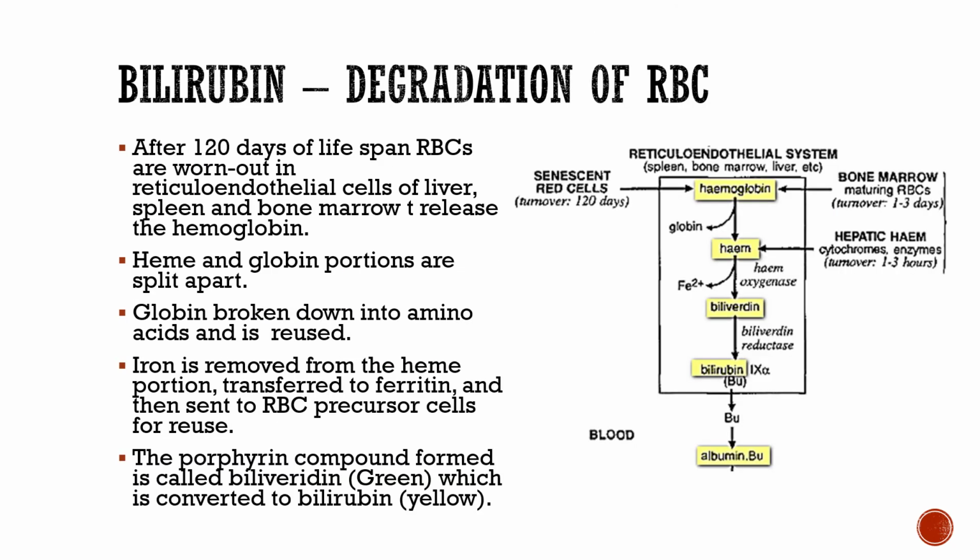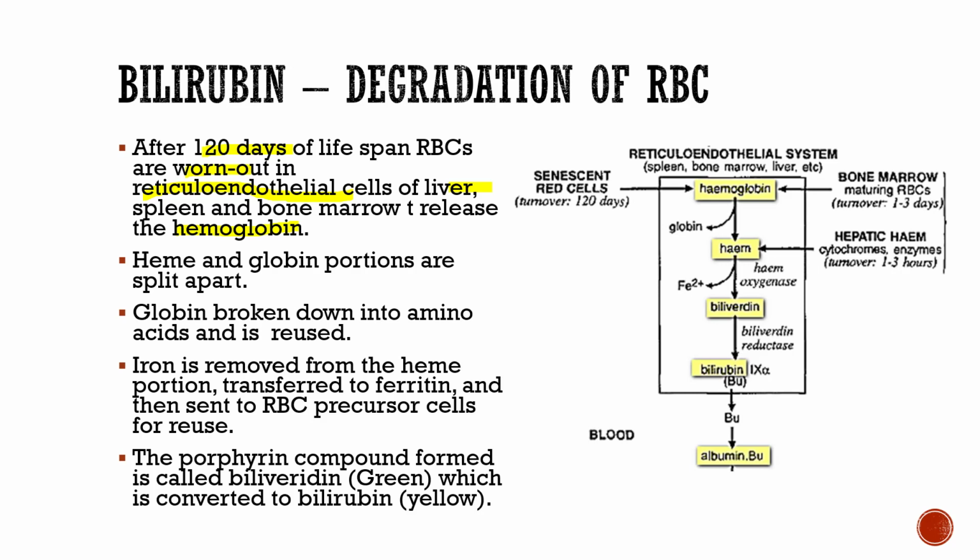So bilirubin metabolism is also, you can say, hemoglobin catabolism, because bilirubin is produced from hemoglobin. So what happens after 120 days of lifespan? The RBCs will be worn out in the reticuloendothelial cells of liver, spleen and bone marrow, to release the hemoglobin.